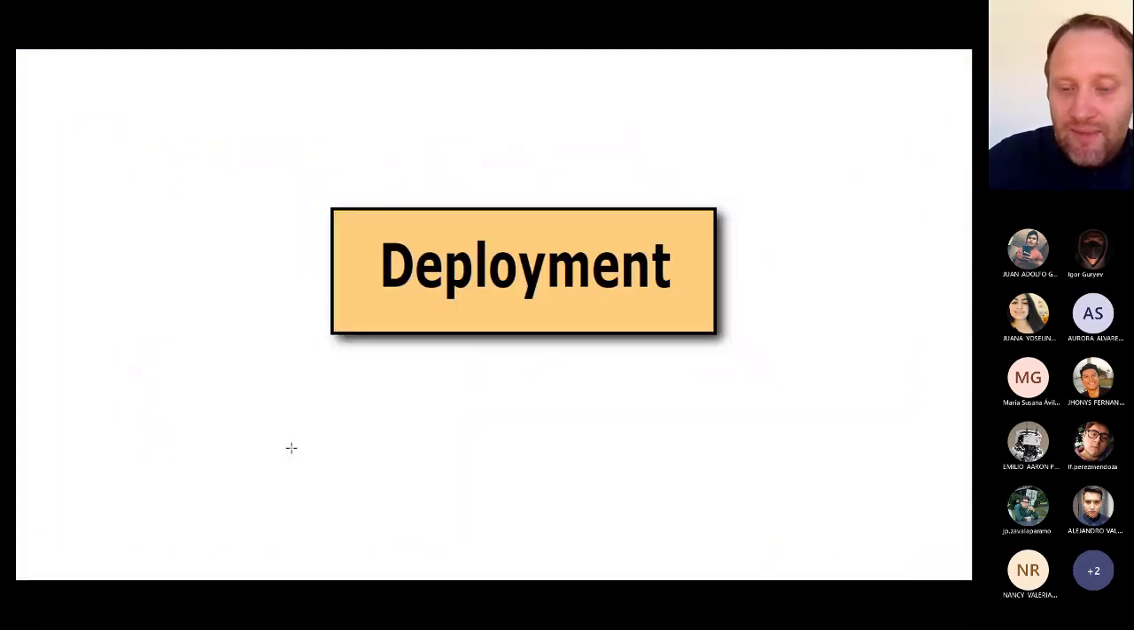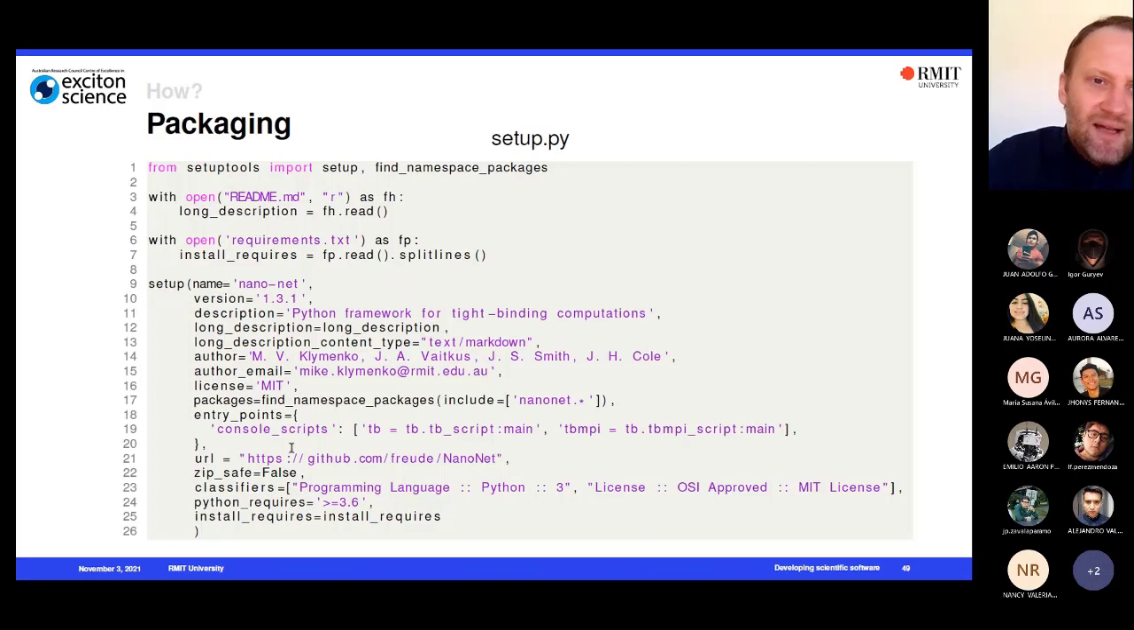Deployment. So imagine that everything works as expected. You've developed your package and everything is fine. Now we have to distribute the package and make it accessible for users. And the first step is to make a package. And making a package in Python is all about the setup.py script.